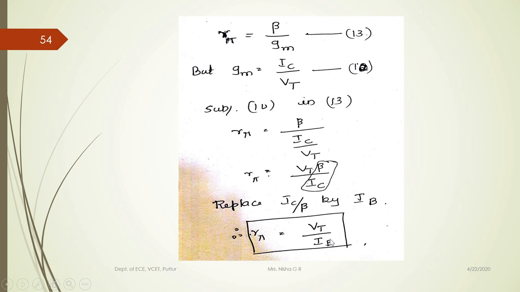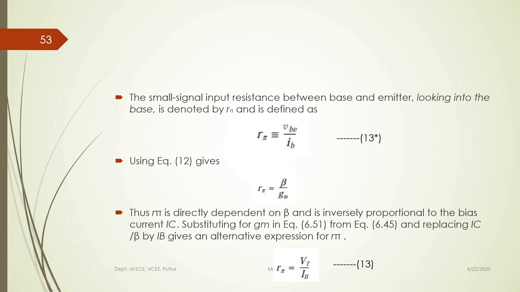This is one more expression. So this is in terms of DC and this is in terms of AC. Replacing IC by beta by IB gives an alternative expression for R pi as VT by IB.